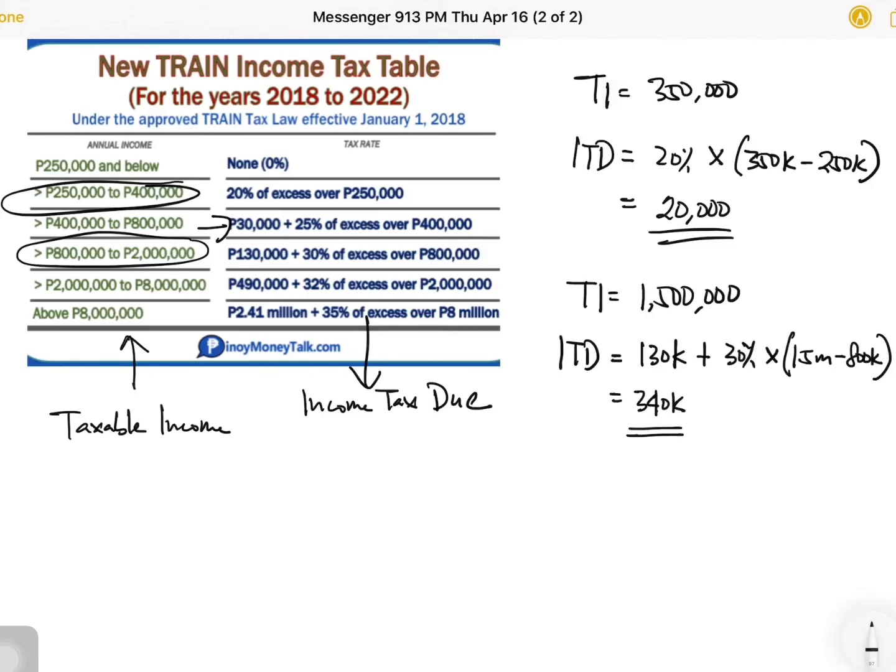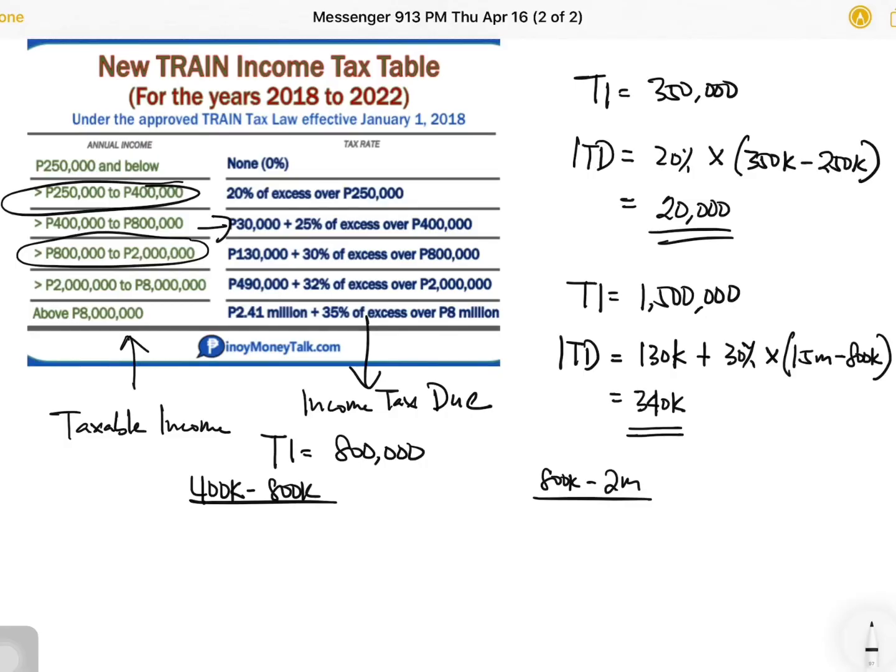Sir, what if I'm given a taxable income of 800,000, which is in two brackets? Can I use two for this one? The 400k to 800k bracket and also the 800k to 2 million bracket. So which one will I use? You can use both, it's the same.